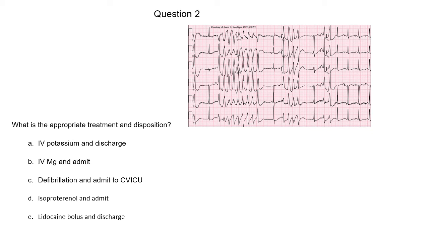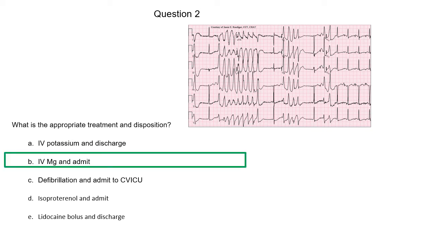Is it IV potassium and discharge? No. IV magnesium and admit? Yeah. And I see some nods for that one. Defibrillation, well, no, we're not going to defibrillate someone that is awake, right? And then isoproterenol and admit, no, it's not going to be the right one. Or lidocaine bolus and discharge. Well, no, we're not going to do that either. So yes, the correct answer is IV magnesium and admit. So what is this diagnosis?